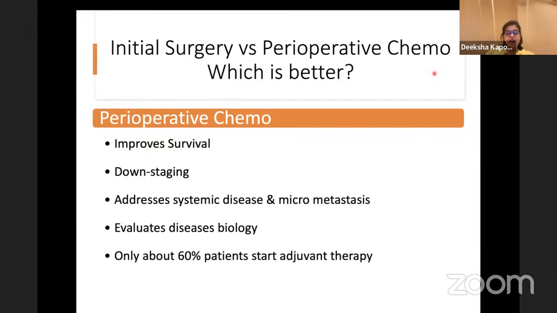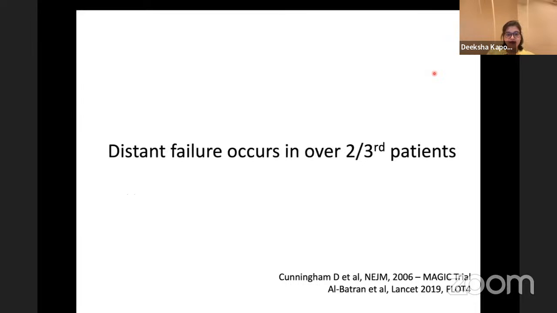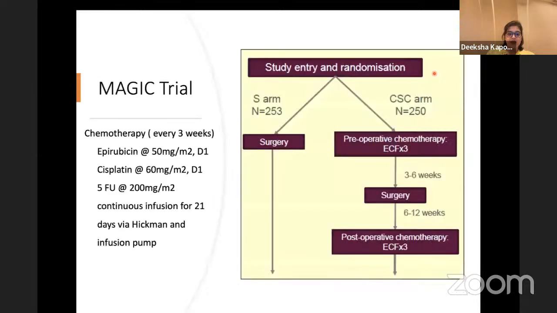The fact of the matter, from interpretation of the data from various trials, is that about 60% of the patients following surgery are going to start adjuvant therapy. So about 40% will actually not receive multimodality treatment. And therefore, there is a benefit of giving some amount of chemotherapy to begin with before operating. There is substantial data to suggest that distant failure occurs in about 2/3 of patients. So we know that even if we do a good operation, a good number of patients are going to come back with recurrences, therefore justifying the systemic nature of the disease and chemotherapy before an operation.